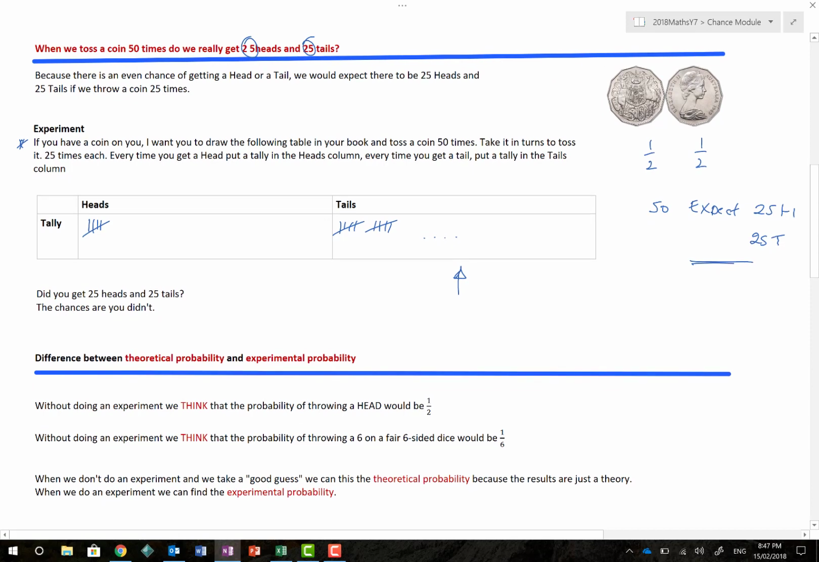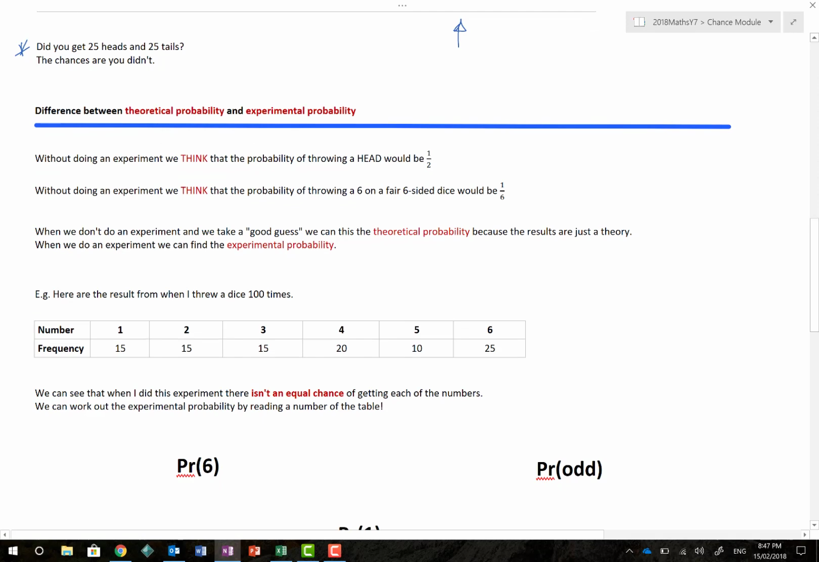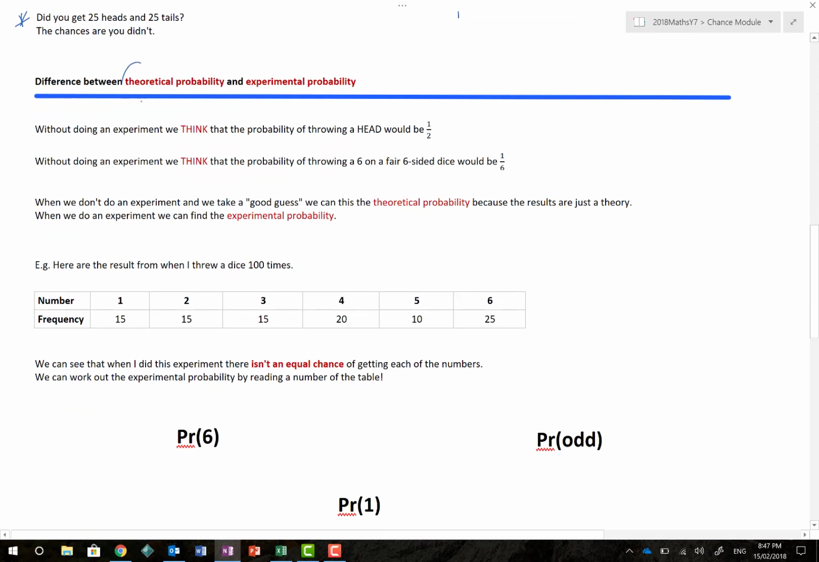Now, once you've done that, I want you to ask yourself a question. Did you get 25 heads and 25 tails? I'm pretty sure you wouldn't have. You might have got close. Maybe one group in the room got 25 and 25. But I imagine someone, somewhere, or some groups would have had more heads and other groups would have had more tails. Now, that, gentlemen, is basically the difference between theoretical probability, where we think half of them should be heads and half of them should be tails, and experimental probability, where when we do the actual experiment, we find out that the probabilities are different.